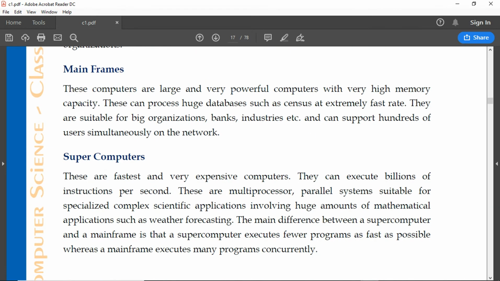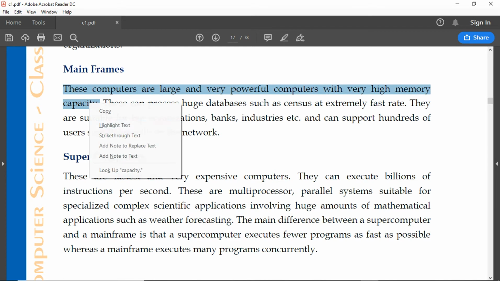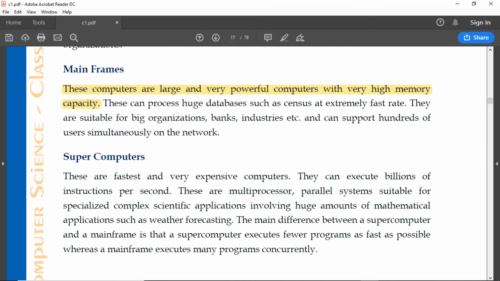Mainframes. These are large and very powerful computers with very high memory capacity. These can process huge databases such as the census at an extremely fast rate. They are suitable for big organizations, banks, industries, etc., and can support hundreds of users simultaneously on the network.